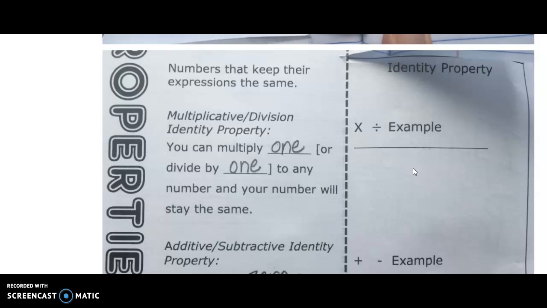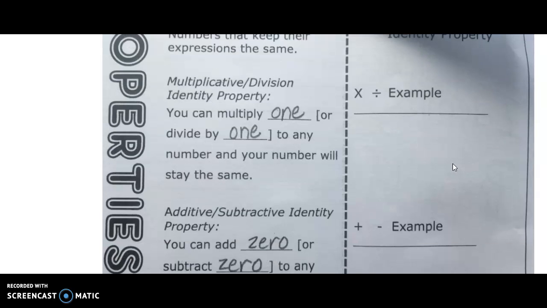Identity properties are numbers that keep their expressions the same. The multiplicative and division identity property: you can multiply by 1 or divide by 1 with any number and your number will be the same. I didn't write this in here because I think you know that. So I'm going to challenge you to think back in your mathematical memory to what that looks like and fill it in. We'll go over that in class.